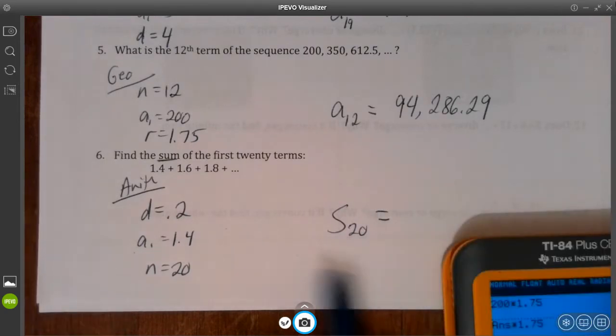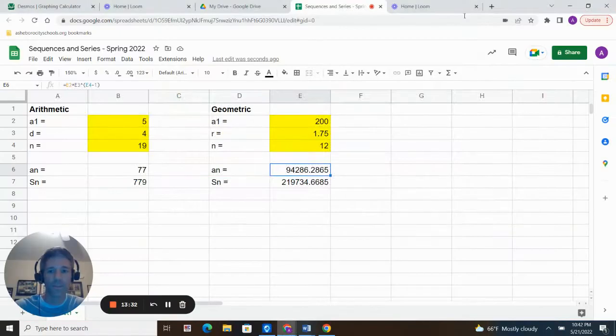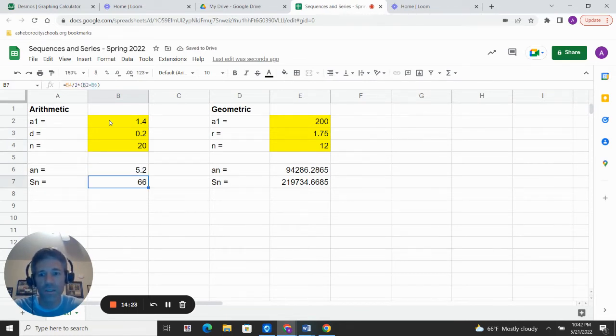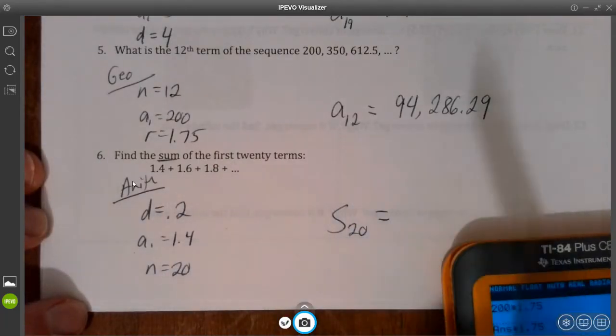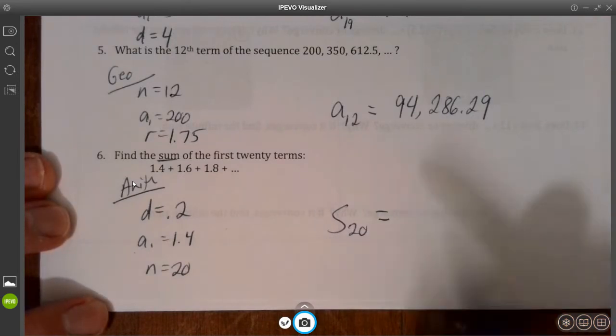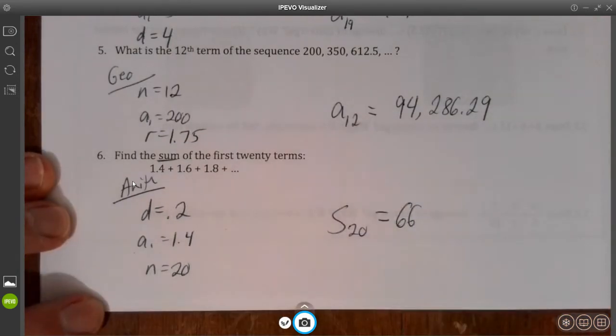So let's do it. Go into my spreadsheet. It is arithmetic, and we're going to type 1.4. Again, this is the boring part where you're watching me type. Which number do we pick? Do we pick the 5.2 or the 66? Or do we pick something random over here that's not correct? Let's pick the 66. It's the sum. So 66. If you were to list this out and put all 20 numbers in that order, in that row, then add them together, you'd get 66. Okay.